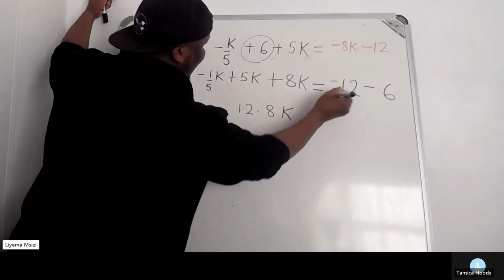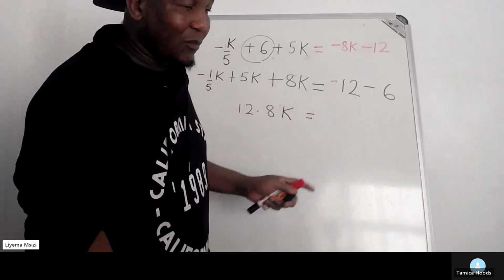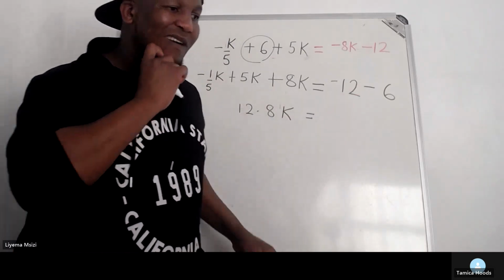K equals. Now we go to that side. We don't need a calculator this side. I want you to do it. Tell me how we're going to do it.